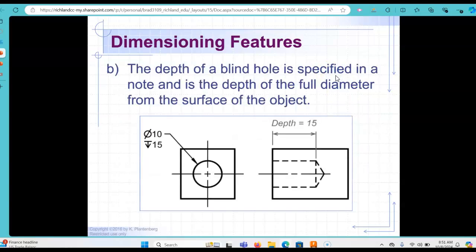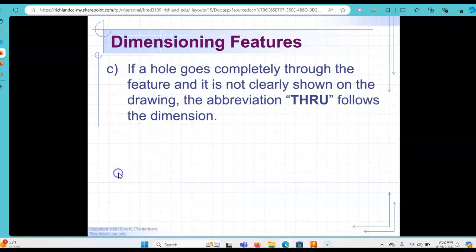We have a callout for the depth. So this callout is saying we have a diameter of 10, and then this is the symbol that indicates depth. So we're going 15 deep, whether they're using the imperial system or the metric system. This could be in units of inches or units of millimeters, but this basically means the diameter of the size going to the depth of whatever that value is.